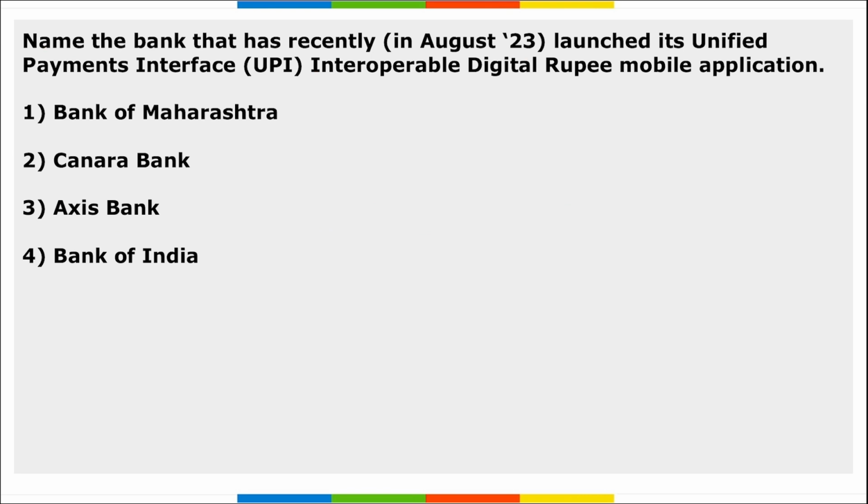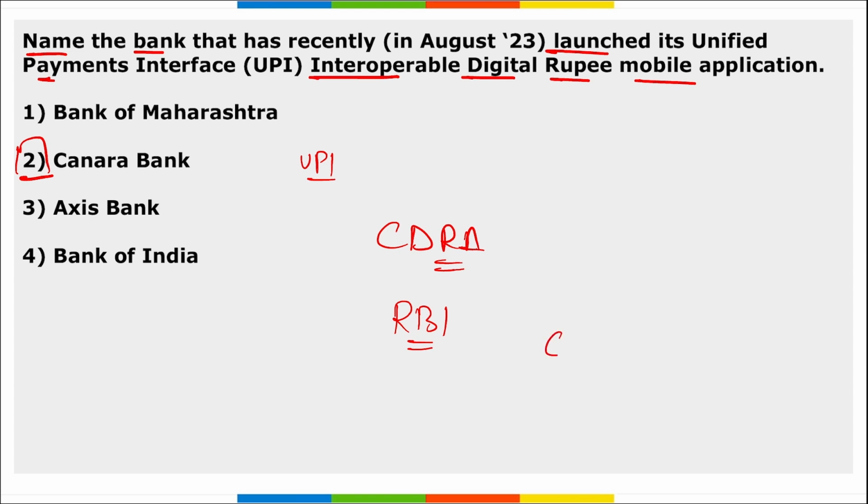Next, name the bank that recently launched its UPI interoperable digital rupee mobile application. This was launched by Canara Bank. I repeat, Canara Bank launched the UPI interoperable digital rupee mobile application called the Canara Digital Rupee application. This is a part of the Reserve Bank of India's central bank digital currency pilot project. Canara Bank is now the first among the public and commercial sector banks to provide this feature in the CBDC mobile application, that is the Canara Digital Rupee application. So the right option here is Canara Bank.